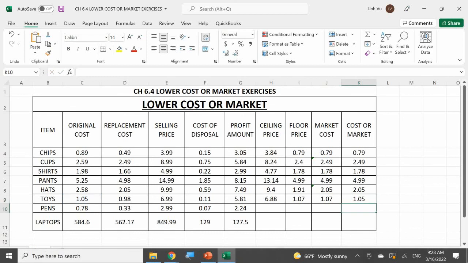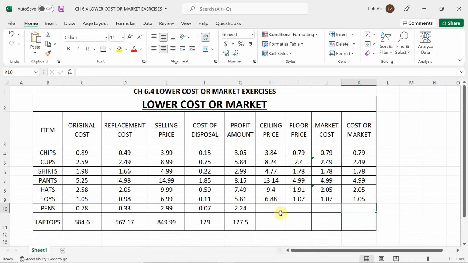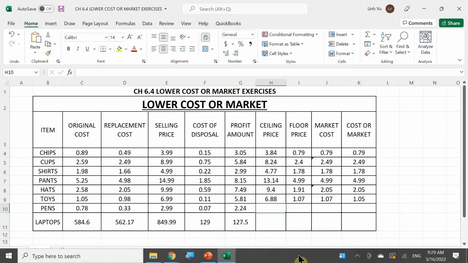Okay. Two more. If I decide to buy some pens that cost me 78 cents, and they tell me that it's worth 33 cents now, right? I sell these pens at $2.99. It's going to cost me 7 cents to dispose, and I want a $2.24 profit. The ceiling is $2.92.